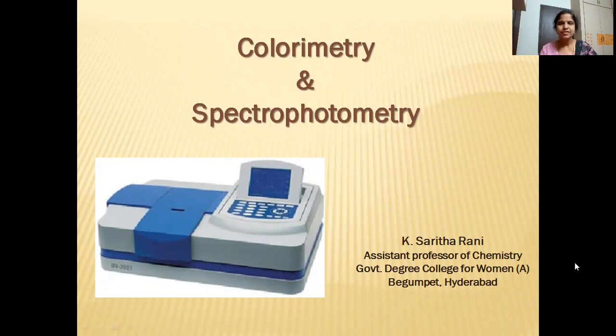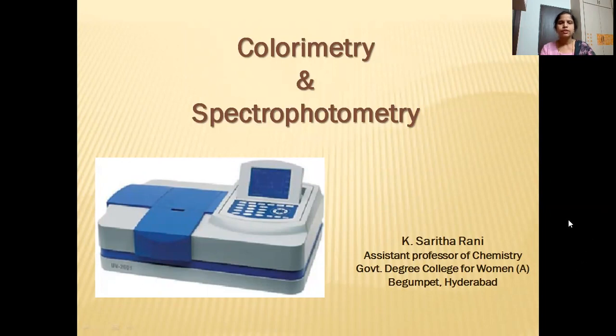In our last class, we have seen the introduction of spectroscopy. So what is spectroscopy? It is the study of interaction of electromagnetic radiation with matter. We have also seen the Lambert-Beer's law and the limitations for Beer's law. So today, we shall discuss the two techniques, that is colorimetry and spectrophotometry, their principle, working, and how they are used for the estimation of unknown sample.